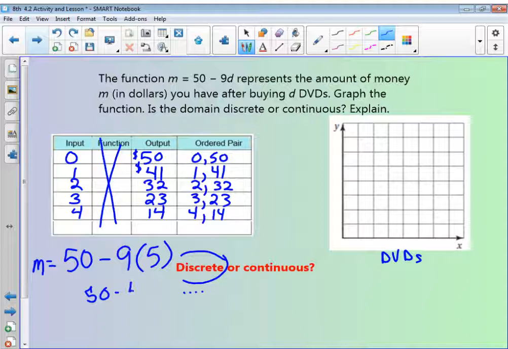So 9 times 5 is 45. So if we buy 5, we would have 50 minus 45, which is $5 left over.